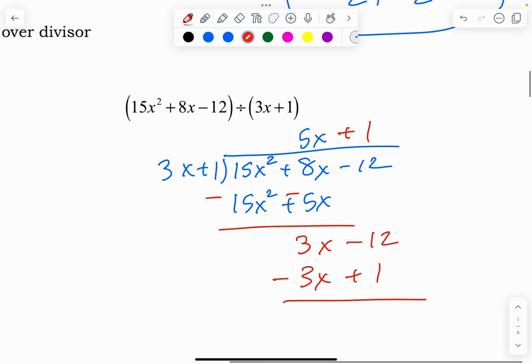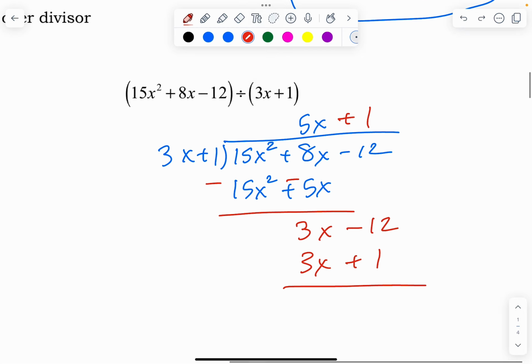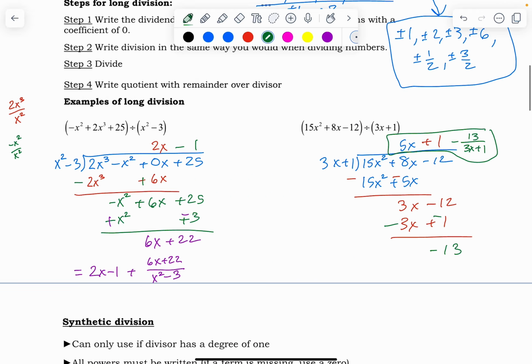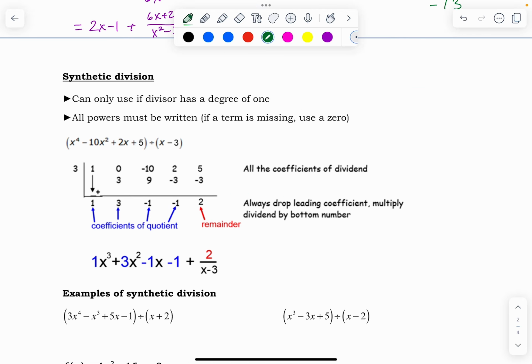Subtract. Hang on, let's change colors. Subtract, subtract. This is gone. This gives me a negative 13. And so this is minus 13 over, what was it? 3x plus 1. So this becomes our answer. Okay. Synthetic division is a little faster, but it works really well when you're dividing by something linear.